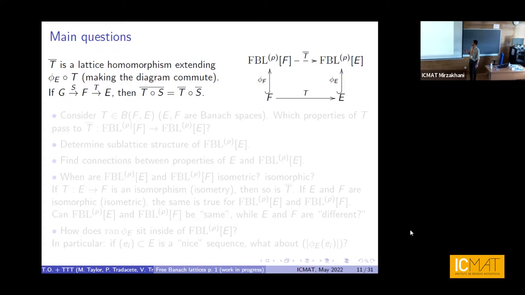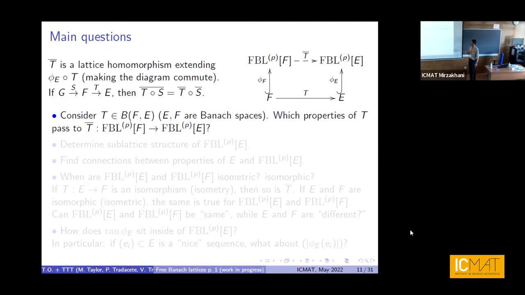Now, if you embed E into the corresponding p-convex Banach lattice, then the operator T will have an extension into this, which I will denote by T bar. So this is the definition of T bar. It turns out that T bar behaves in a reasonably good way: the bar operation, the extension operation, commutes with, or intertwines, the composition operator.